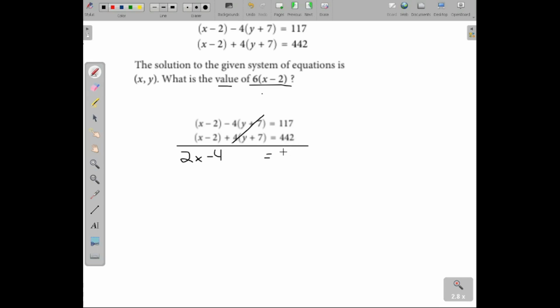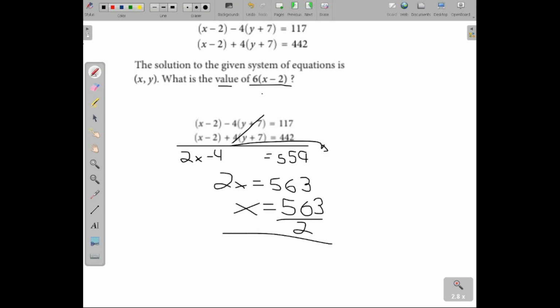117 plus 442 is 559. Now 2x will be equal to this negative 4 will come to add to the other side of the equation, so it will be 563, and x is equal to 563 divided by 2. Okay, we have the value of x.